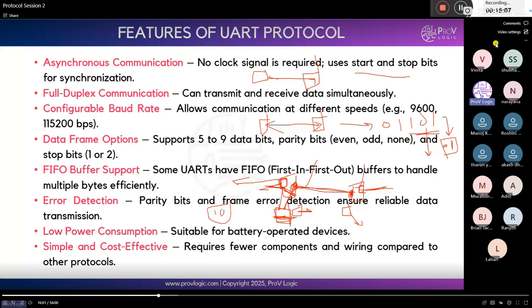Okay, next, simple and cost effective. Very simple. It has only fewer components, just a simple frame format, and wires are also very few compared to the remaining. So it is simple and cost effective.